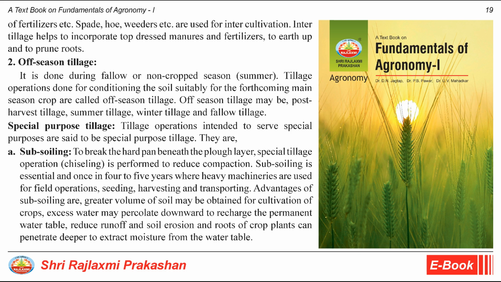Intertillage helps to incorporate top-dressed manures and fertilizers, to earth up and to prune roots. Type 2. Off-season tillage. It is done during fallow or non-cropped season, summer. Tillage operations done for conditioning the soil suitably for the forthcoming main season crop are called off-season tillage. Off-season tillage may be post-harvest tillage, summer tillage, winter tillage and fallow tillage.